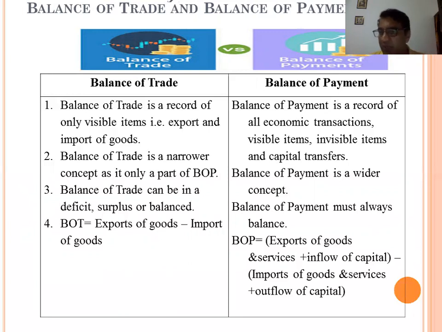But balance of payment is export of goods and services plus inflow of capital. It means the total of that, and then minus import of goods and services and outflow of capital. When both the accounts are compared, the difference is called a balance of payment.